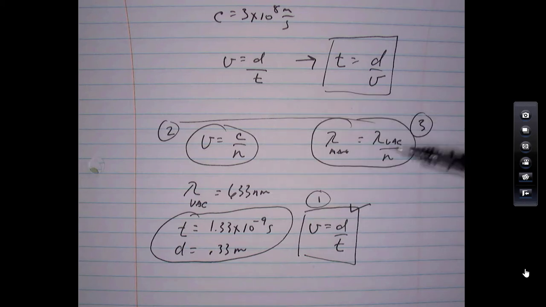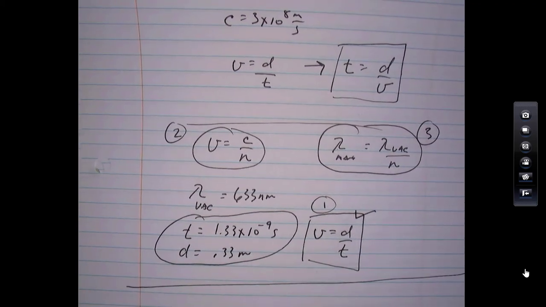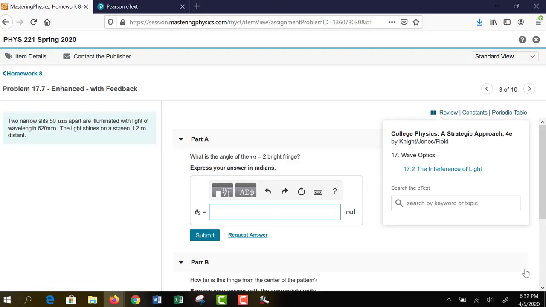From this step here, you can get the index of refraction. Then you can find the wavelength in the material. Okay, excellent. Let's look at the next one.